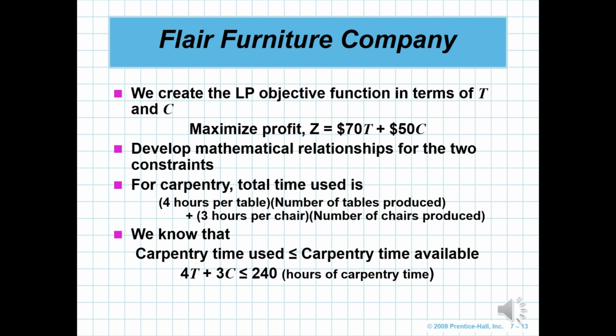To develop the mathematical model relationship for the two constraints, the first constraint is about carpentry, where 4 hours per table of carpentry plus 3 hours of carpentry per chair must be less than or equal to 240. This is the maximum number of resources available. This is our first constraint.